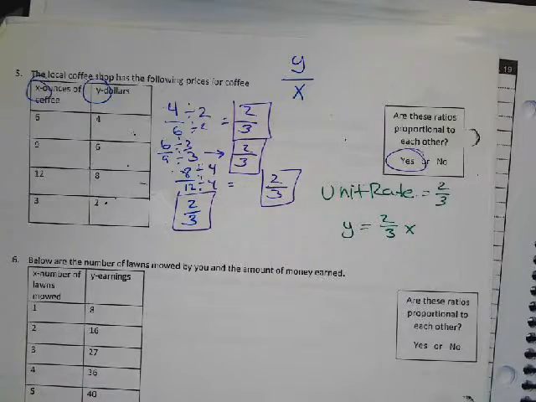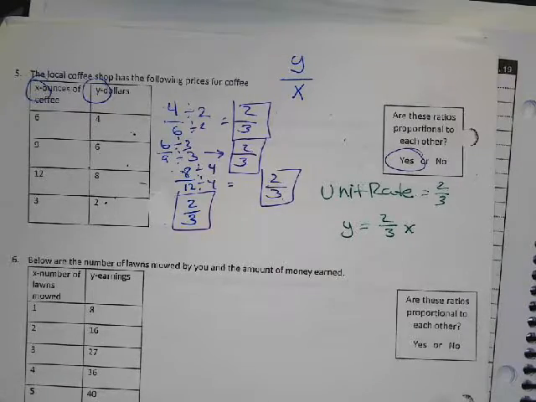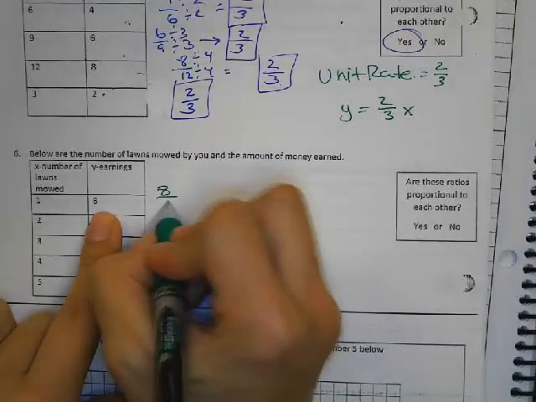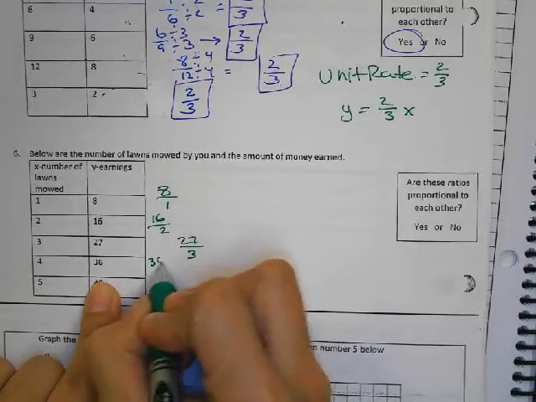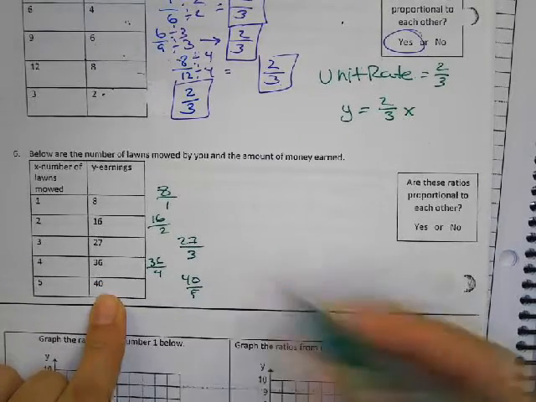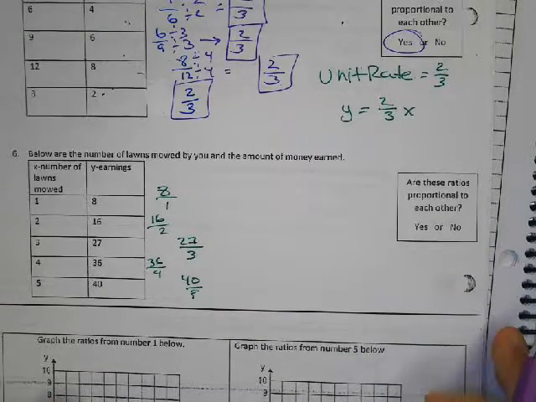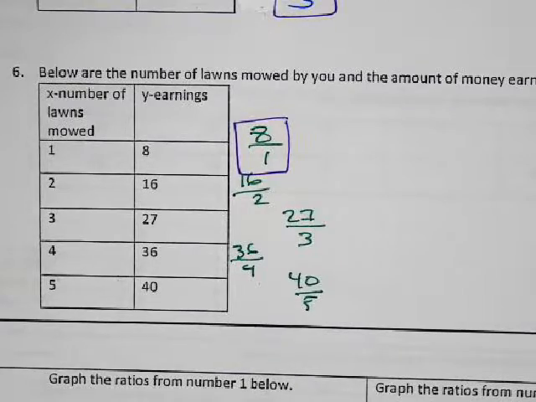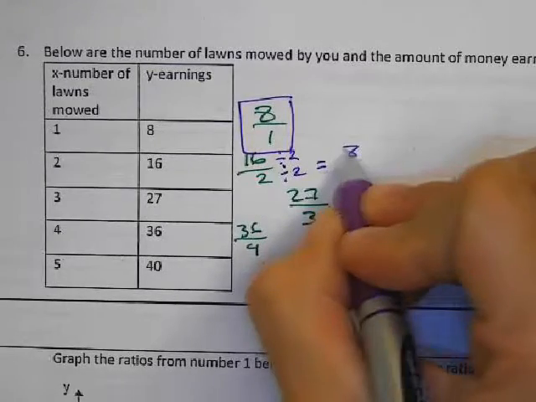Yeah. And sometimes you just want to leave it as a fraction. You don't want to turn it into a decimal. Sometimes. All right. The last one. Do it. 8 over 1, 16 over 2, 27 over 3, 36 over 4, 40 over 5. So you wrote them y over x. Then you simplify. Can I simplify 8 and 1? Nope. So you box it in. You're done simplifying. 16 and 2. What can I divide 16 and 2 by? By 2. And you get 8 over 1.